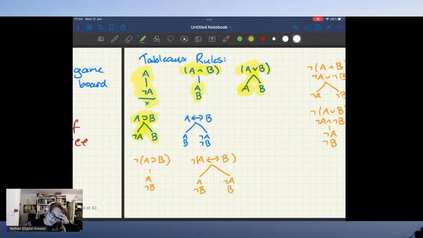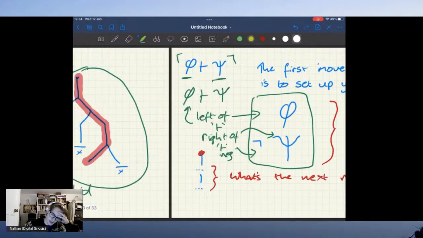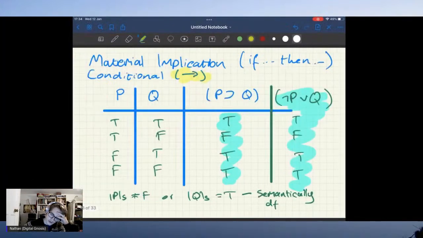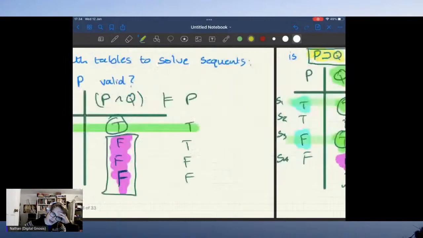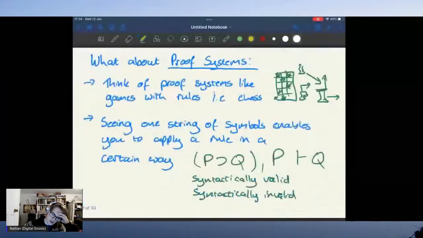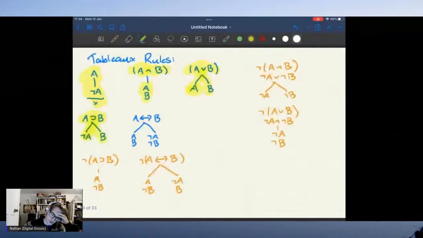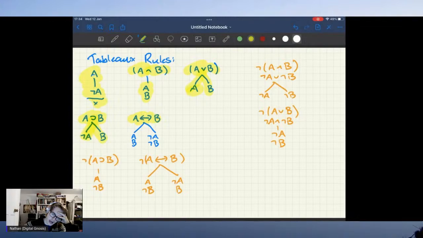Now, that goes back, if you remember, to our conditional. Remember that our conditional is equivalent to not P or Q. So maybe you can see there why that rule is as it is. And then A if and only if B, or A biconditional B, splits into two. One branch is where both A and B are true. The other branch is where both A and B are negated.